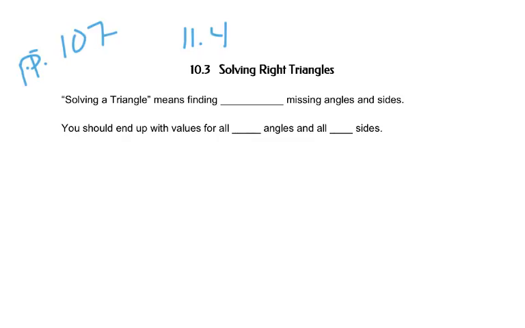Solving a triangle means finding all the missing sides and missing angles. You should end up with values for 3 angles and all 3 sides. This is our 11.4. We're on page 107 to work those 2 examples.